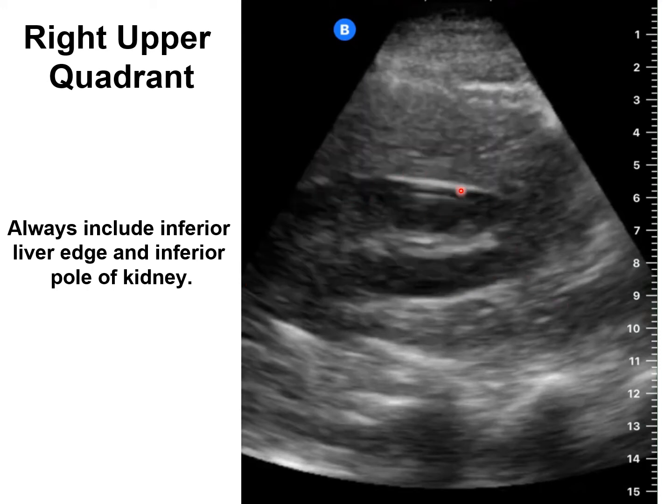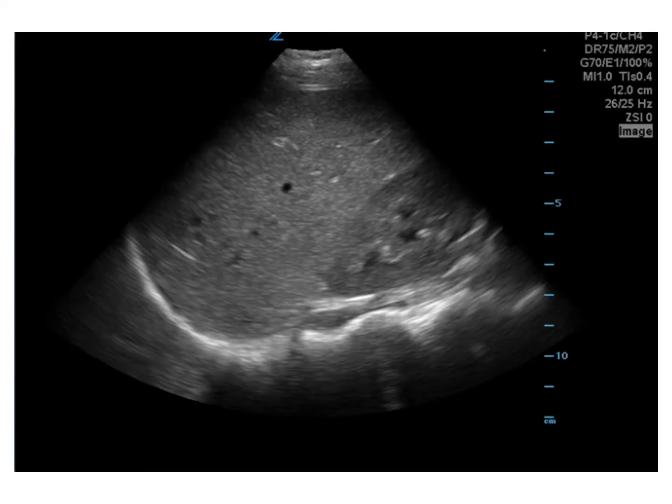So again, here's kidney, here's the inferior tip of the kidney, inferior tip of the liver. And to get this view, we slid down towards the patient's feet, which are here. Their head is up here. So here's the right upper quadrant view again. Kidney, liver, diaphragm. Now, what are these white things here?